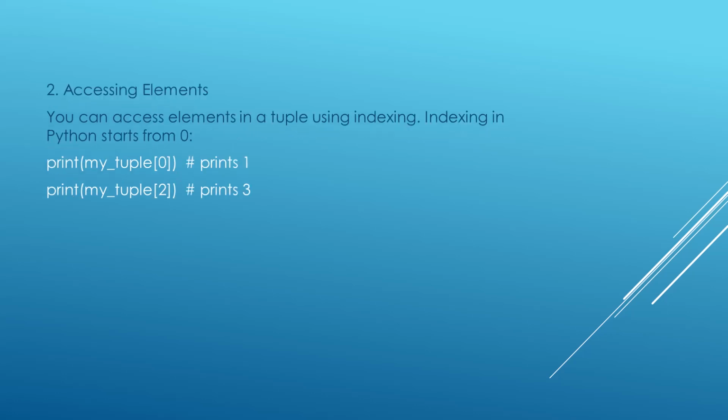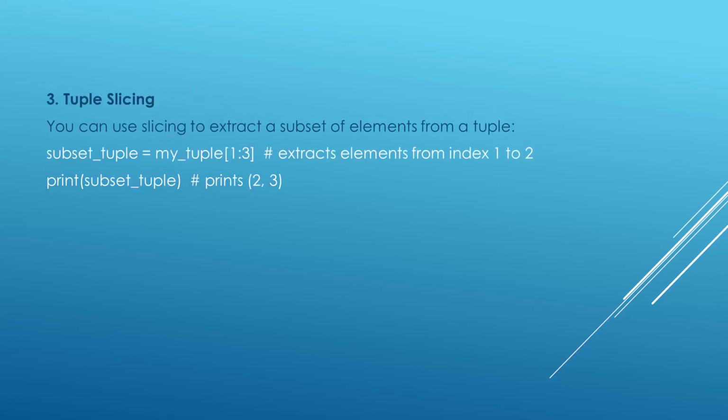2. Accessing elements. You can access elements in a tuple using indexing. Indexing in Python starts from 0. 3. Tuple slicing. You can use slicing to extract a subset of elements from a tuple.